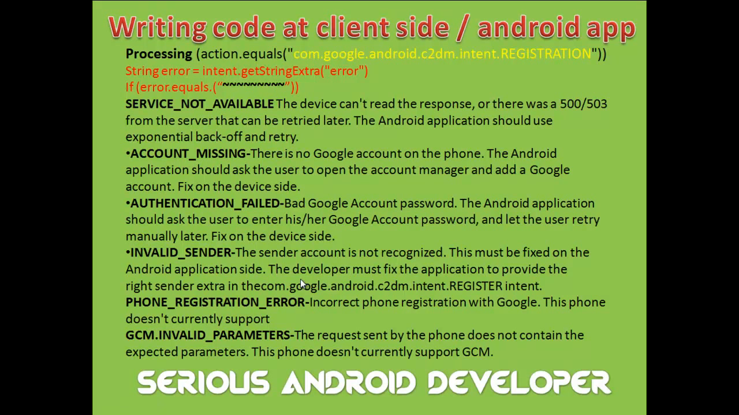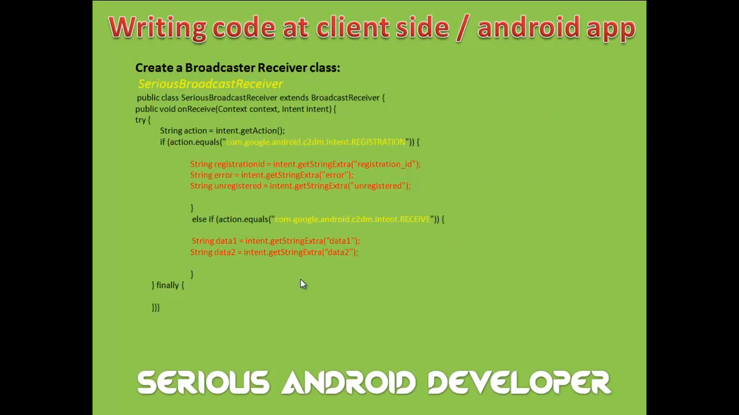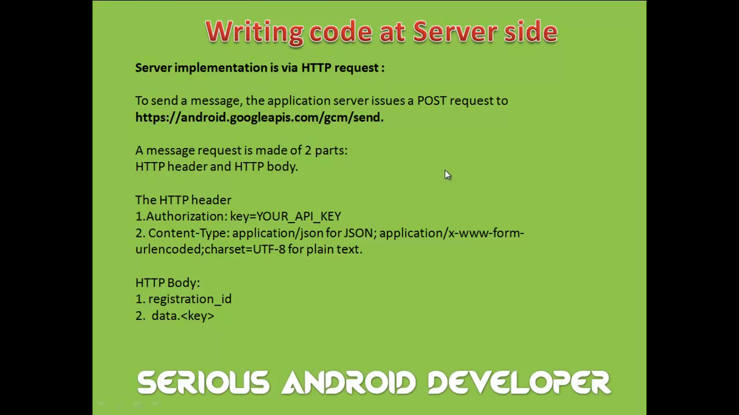I also uploaded the source code of this app. It contains all the detailed way of how to use it, so I'm not explaining it here. And similarly, this is the payload, and these are the keys, and the data is inside this method, and data 1 and data 2 will have that data.